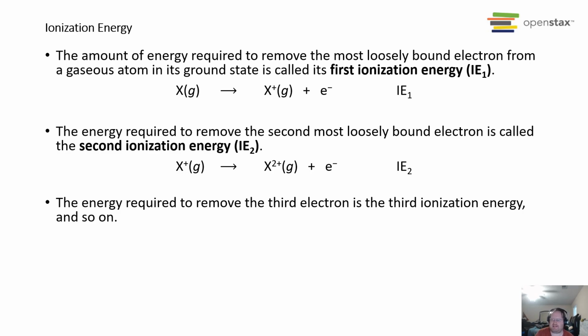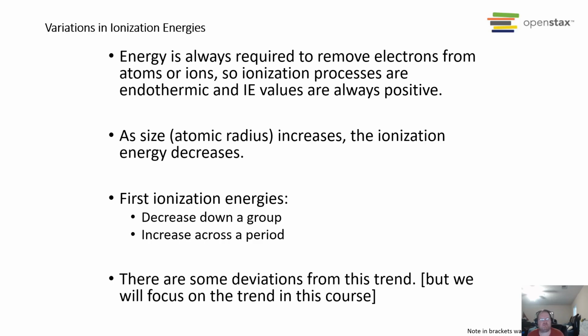So what are the trends of the ionization energy? First, like I said, energy is always required to remove electrons. As size increases, ionization energy decreases because the electron is further away from the nucleus, it's less well held, it can escape more easily. So the general trend is that first ionization energies tend to decrease down a group and increase across a period. So what that means is that low groups and high periods will have the highest.